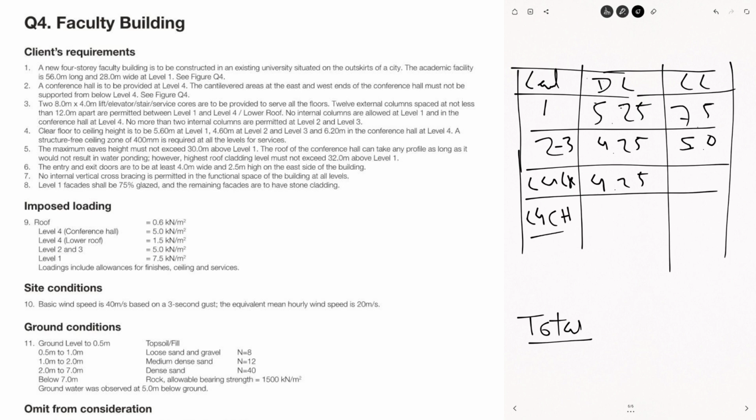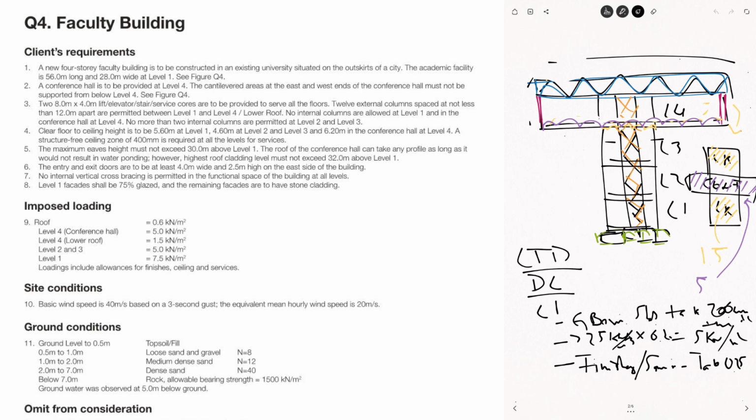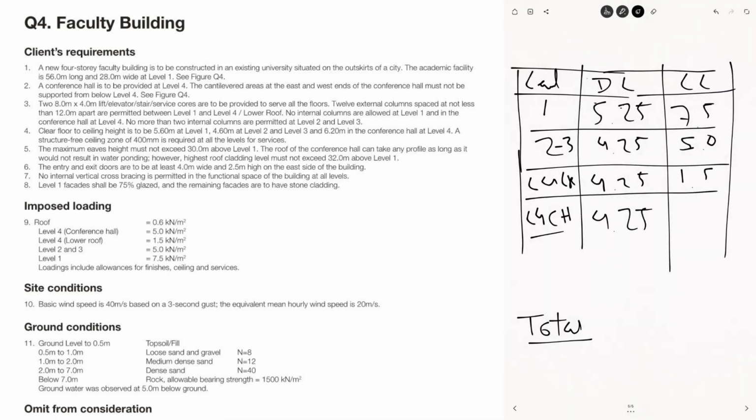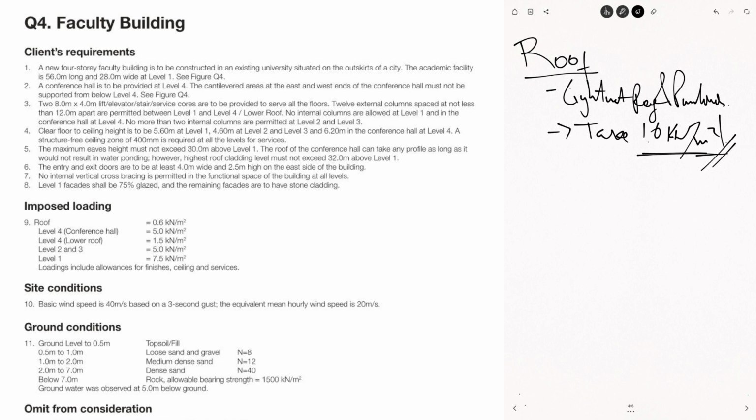Okay, and my dead load is the same because the floor is going to be the same over here and over here. So then we come back to the live load. Live load 1.5 and 5. And then the roof. On the roof, we got a live load 0.6 and a dead load 1 kilonewton per square meter.